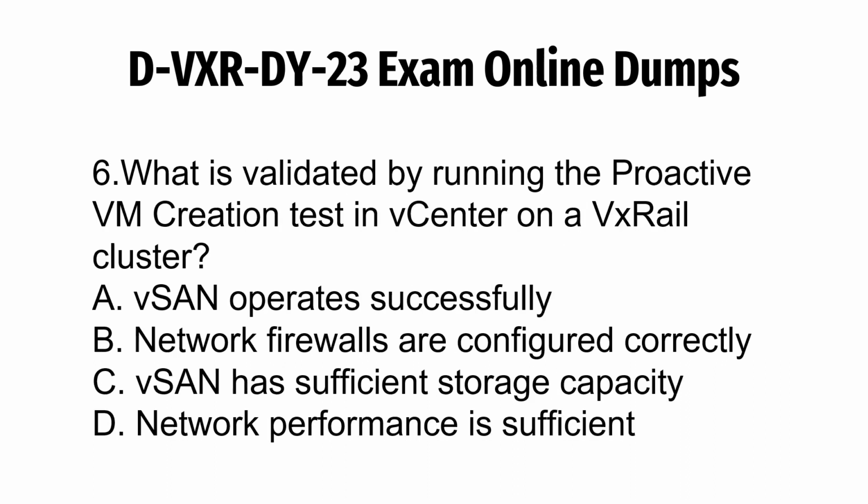6. What is validated by running the proactive VM creation test in vCenter on a VxRail cluster? A. vSAN operates successfully. B. Network firewalls are configured correctly. C. vSAN has sufficient storage capacity. D. Network performance is sufficient.